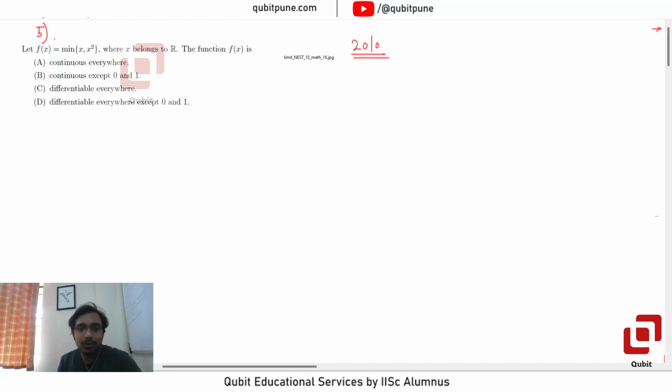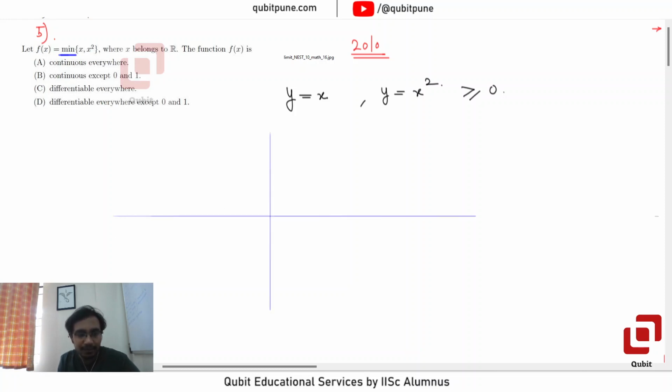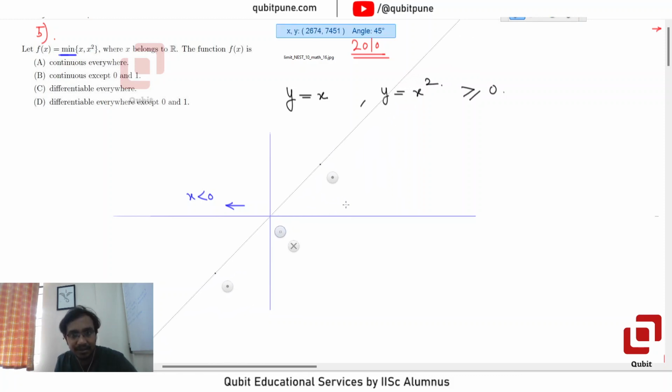Now look, what two functions do we have? We have y equal to x, y equal to x squared. And we know that y equal to x squared is always greater than or equal to 0, but not y equal to x. Now when they say minimum, we have understood that for all negative values of x, it's not y equal to x squared that is going to be the function's definition, it's rather y equal to x. Correct? It's y equal to x because that's negative.